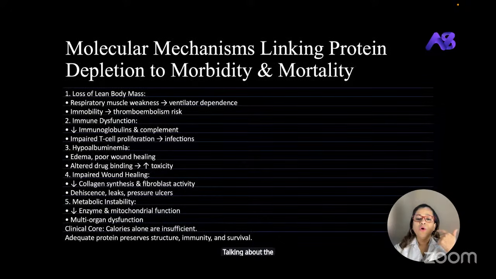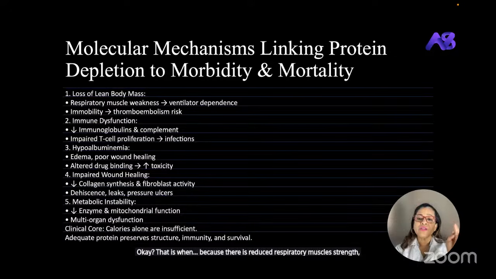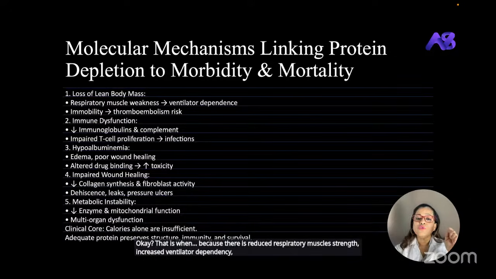Talking about the molecular mechanism linking protein depletion and morbidity and mortality. So basically there are different mechanisms, that is, loss of lean body mass. Okay, that is when there is reduced respiratory muscle strength, increased ventilator dependency, and increased morbidity.